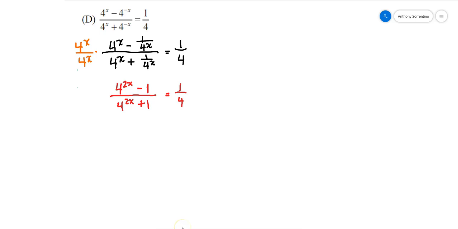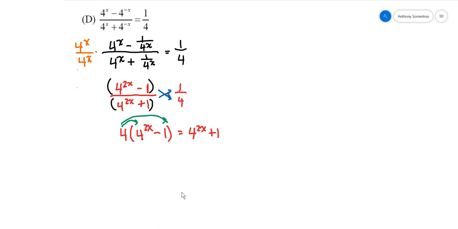Now, I have a single fraction on the left and a single fraction on the right, so I can cross multiply. So (4 to the 2x minus 1) times 4 is going to give me 4 times (4 to the 2x minus 1), and 1 times (4 to the 2x plus 1) is going to give me this over here. In order for me to start manipulating things around, I'm going to have to get rid of the parentheses on the left, which means that I'm more than likely going to have to distribute this.